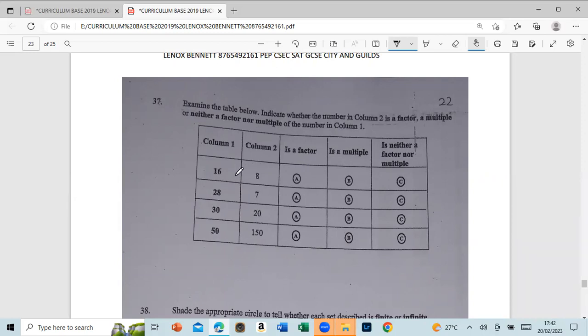So for column 2, is column 2 a factor? So this one, is 8 a factor of 16? That is correct. It is not a multiple. Oh yeah, it is a multiple. No, unless, we don't know if they read it 16 to 8. If 8 is a multiple of 16. I remember they say column 2 is a factor or a multiple. It's not a multiple.